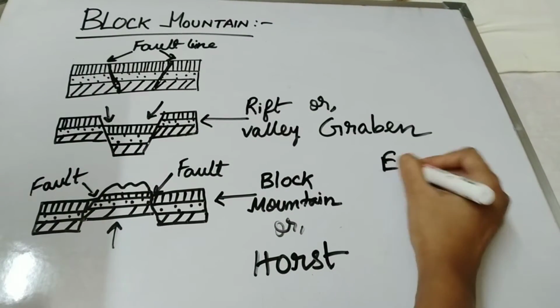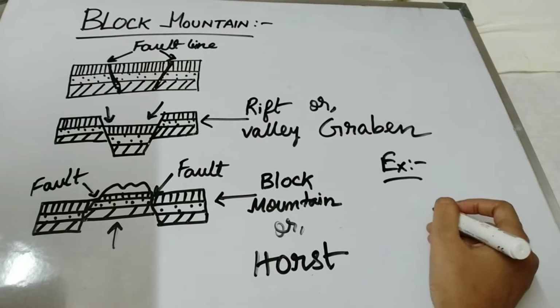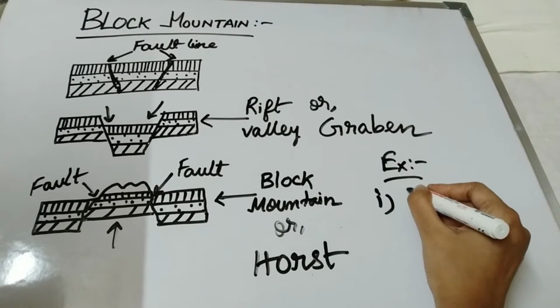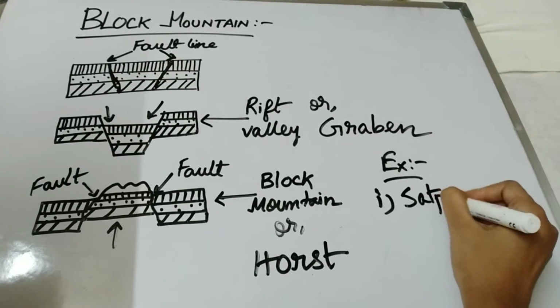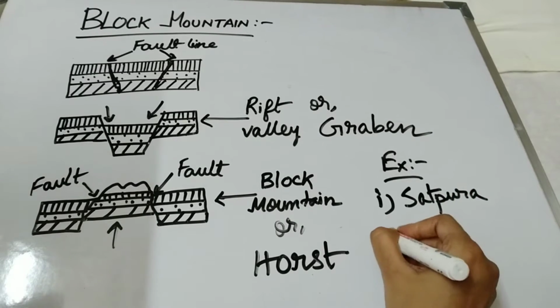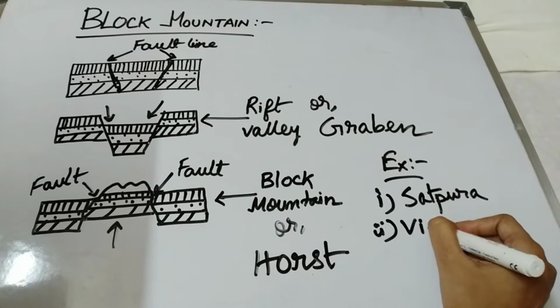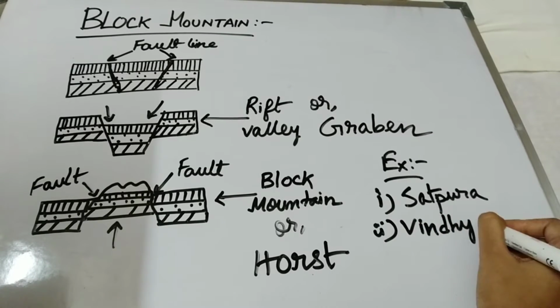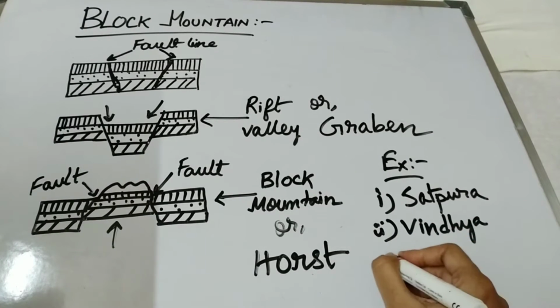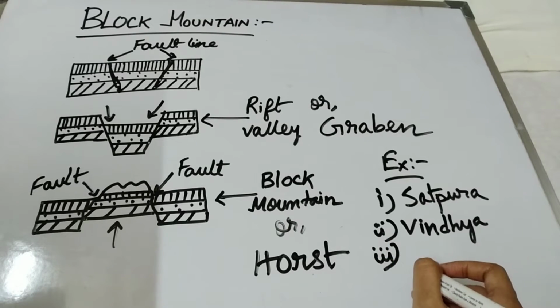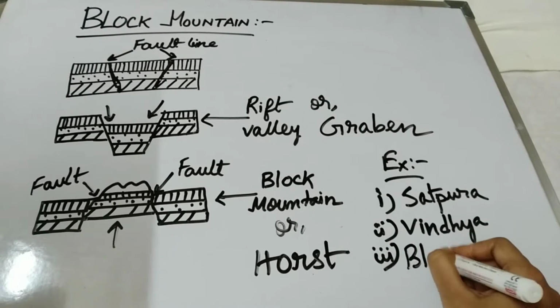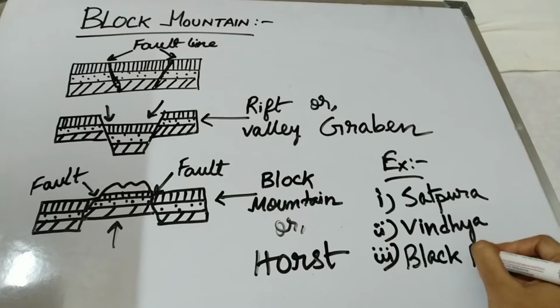I'm giving you some examples. Number one is Satpura, this is in our India. Next one is Vindhya, this is also in India. Another one is Black Forest Mountain, that is in Germany.